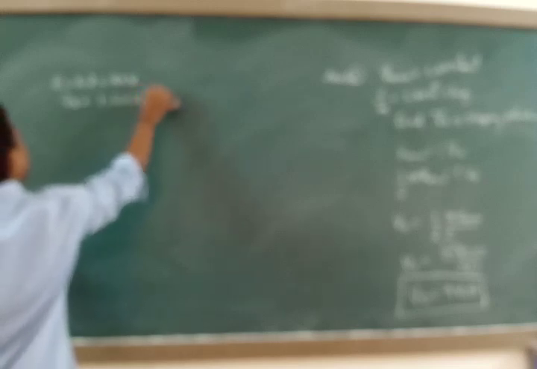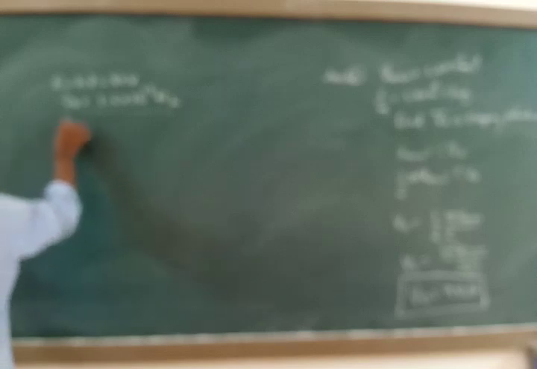The third one. A photon of energy 8 electron volt is incident on a metal surface of threshold frequency 1.6 into 10 raised to 15 hertz. So this is the energy of the photon, and I am going to incident it on a metal surface whose threshold frequency is this much.